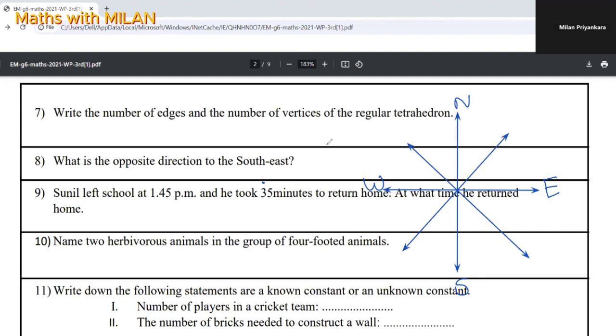So you have to find the opposite direction of southeast. So let's see, southwest, southeast. This is southeast, and what is the opposite? Northwest. Then the answer is northwest, right? I think you understand this.